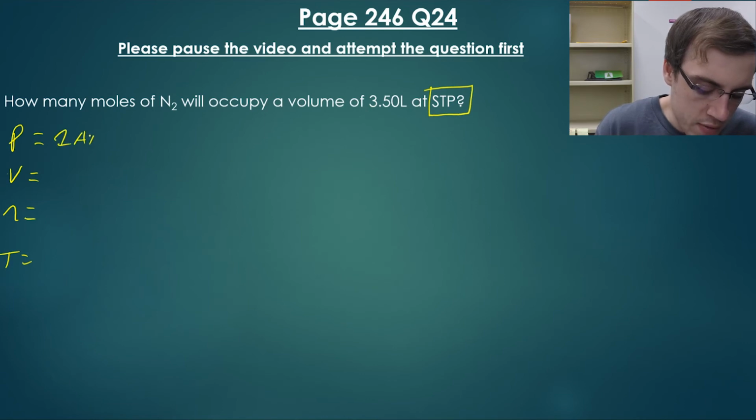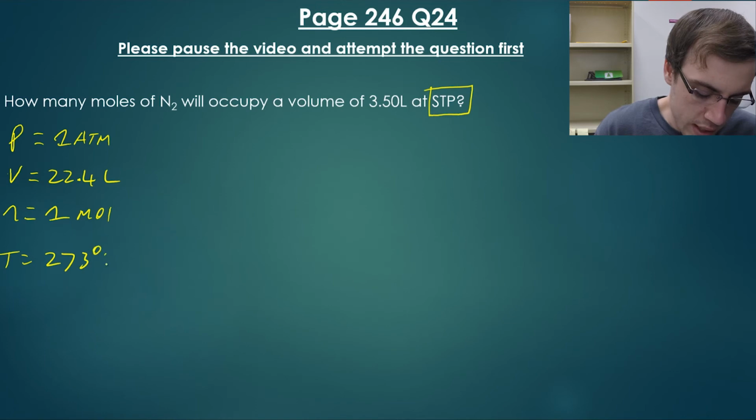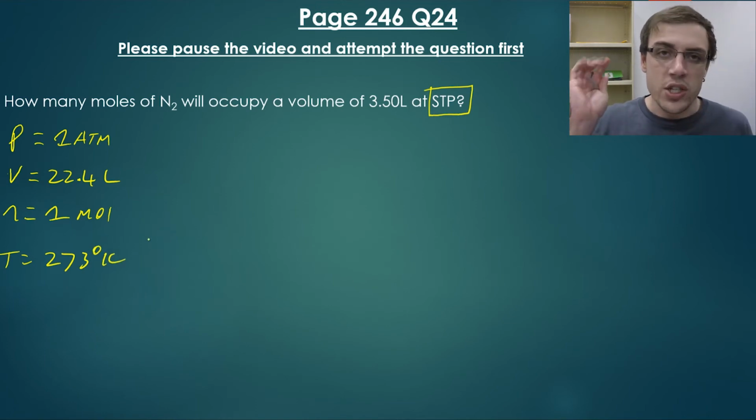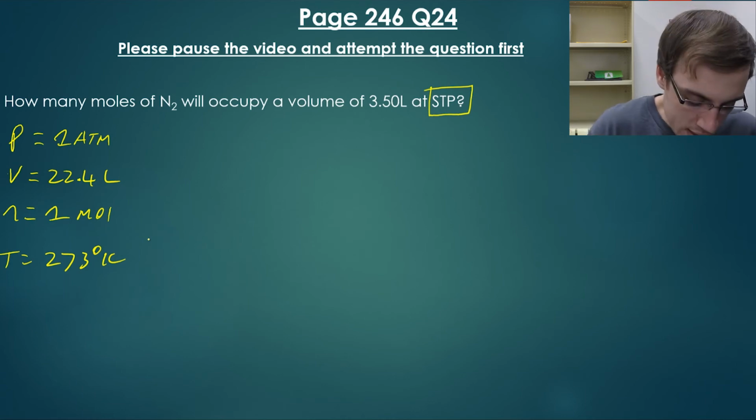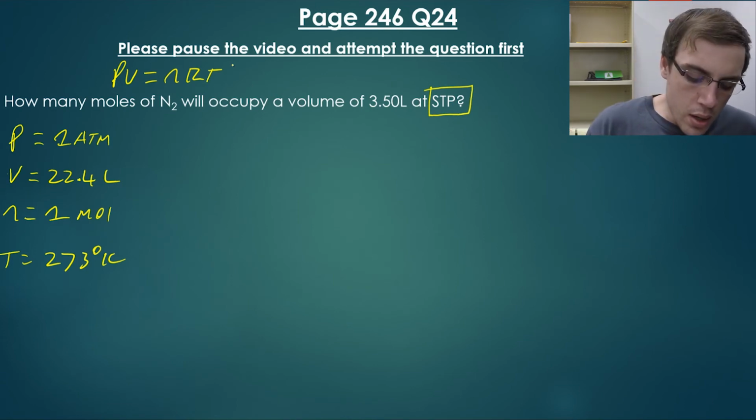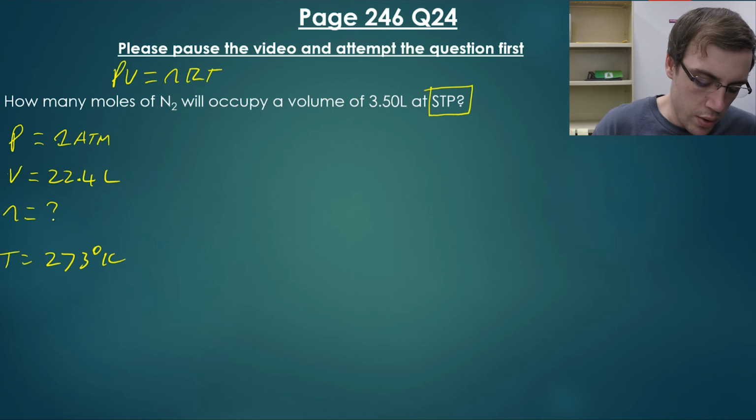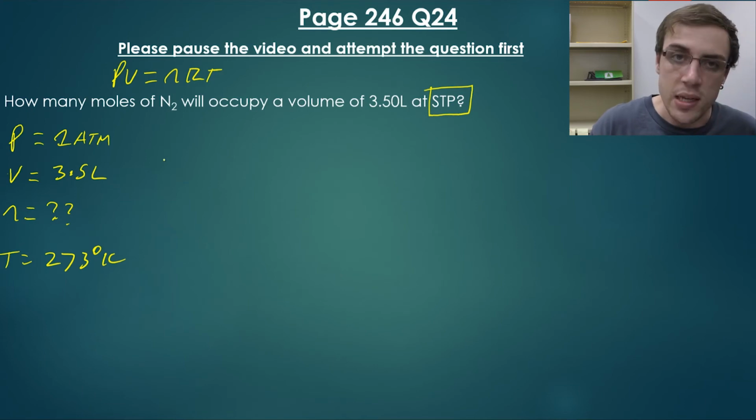Pressure 1 atmosphere, volume 22.4 liters, 1 mole, and temperature 273 Kelvin. Straight away, that should jump into your mind, as well as the equation PV = nRT. So, how many moles of nitrogen will occupy a volume of 3.5 liters? So these variables are being changed. The moles we don't know, but the rest are at STP.